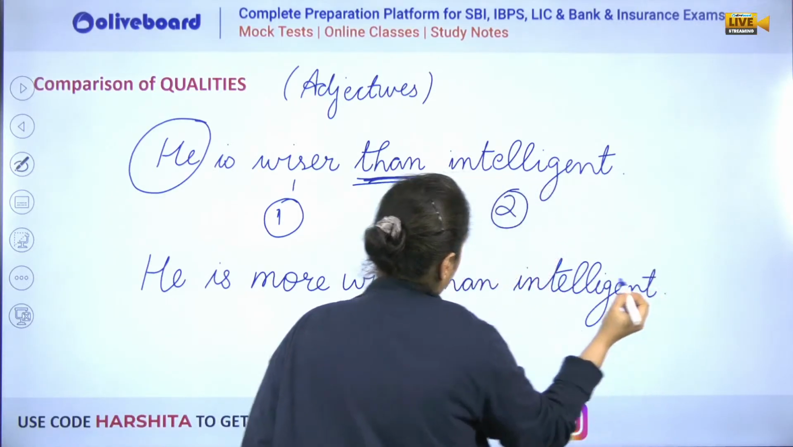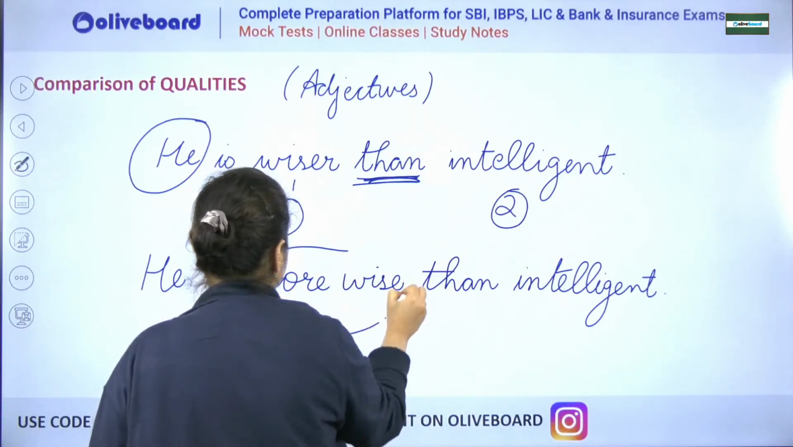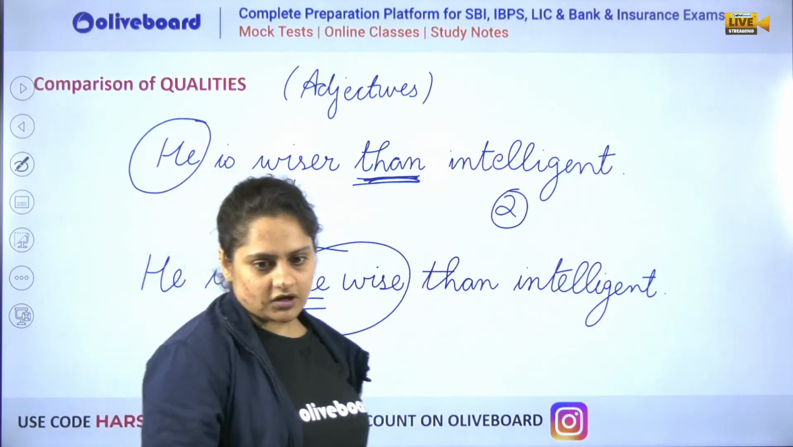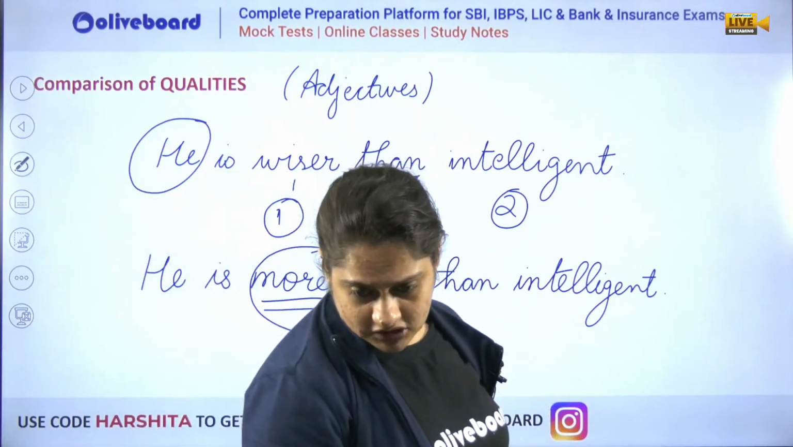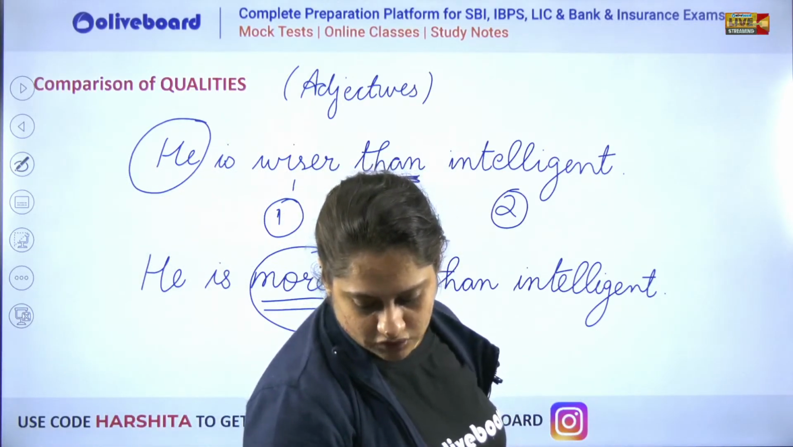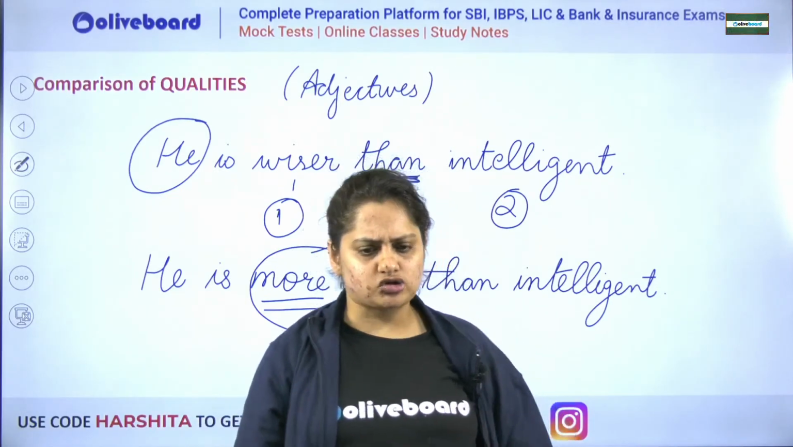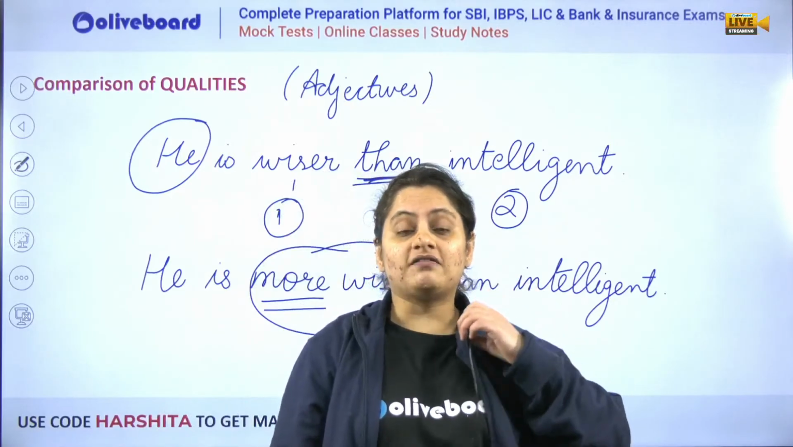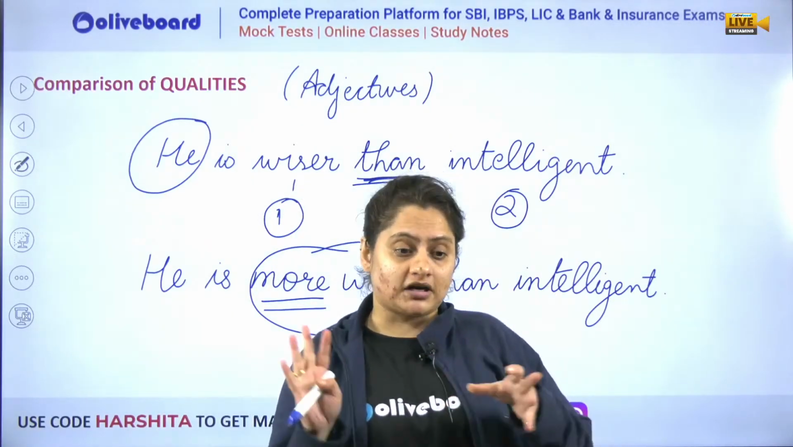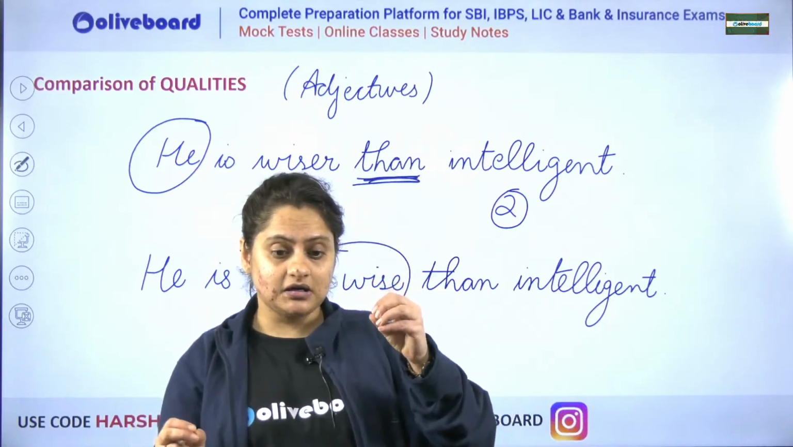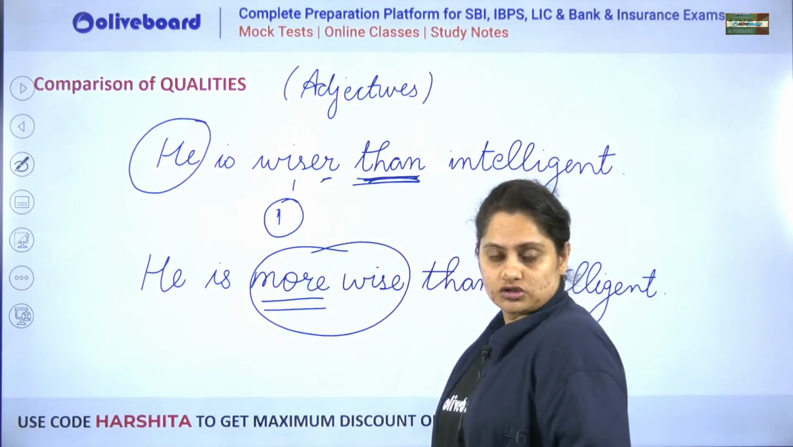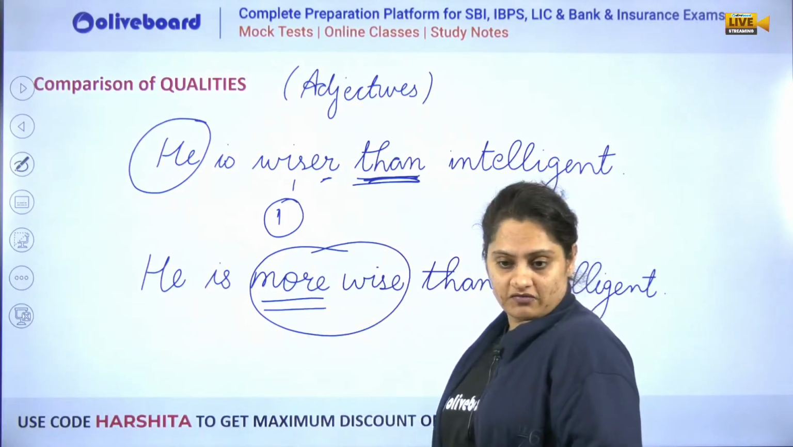Why? Because whenever we compare two qualities of the same person, we add more. Wise, wiser, wisest होता है, ठीक है, but resemble to dissimilar के साथ भी नहीं होगा. Resemble के साथ we don't use a preposition. So whenever you talk about and compare two qualities of the same person, you cannot use R or ER. This form, wiser, you will not use. You have to put more before it.